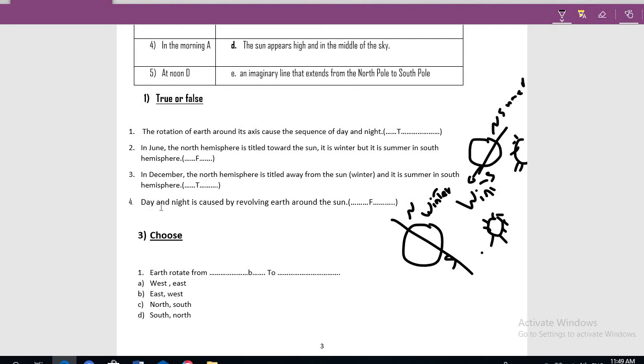Day and night is caused by revolving Earth around the sun? No, day and night is caused by rotation. Rotation, not revolving. Earth rotates from the east to the west. So Earth rotates from east to west.